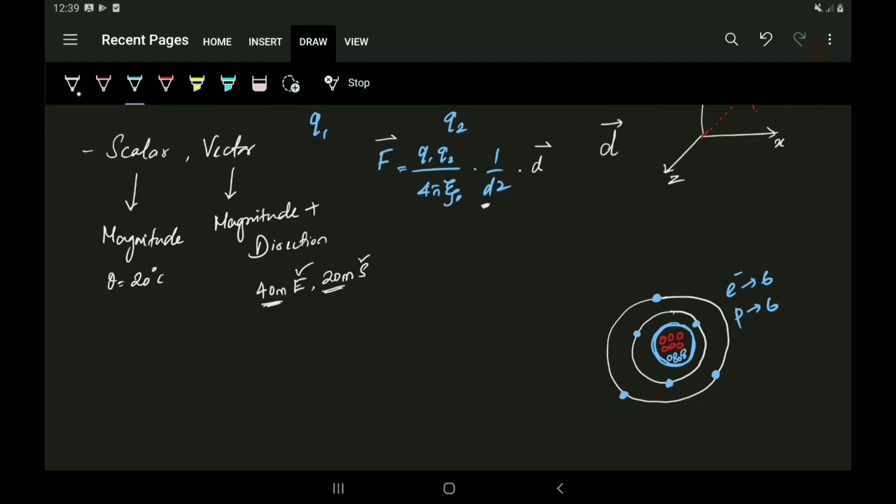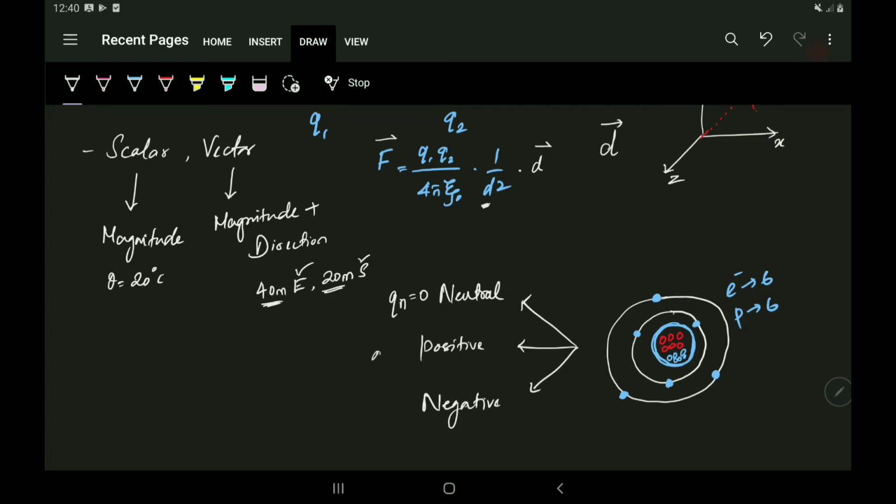And regarding the charges in this atom, there are three kinds of charges. One is the neutral charge, the second one is the positive charge, and the third one is the negative charge. For the neutral charge, there is actually no charge, so we say q of neutral is equal to 0.